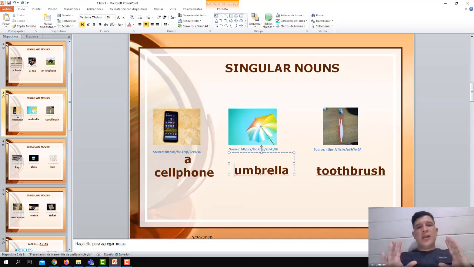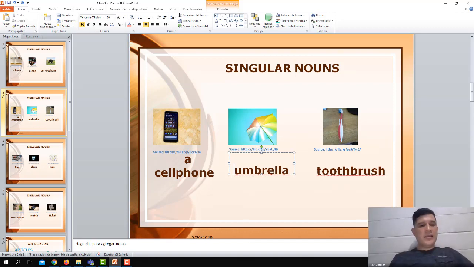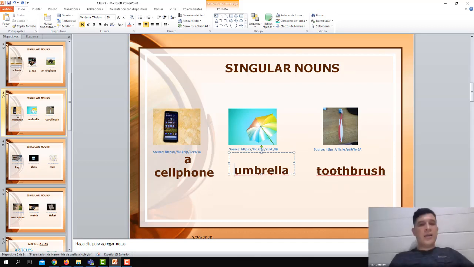Umbrella: ¿sonido de vocal o sonido de consonante? De vocal. Entonces vamos a utilizar an. Right? An umbrella. Good.